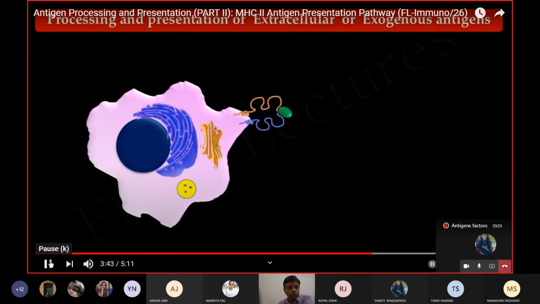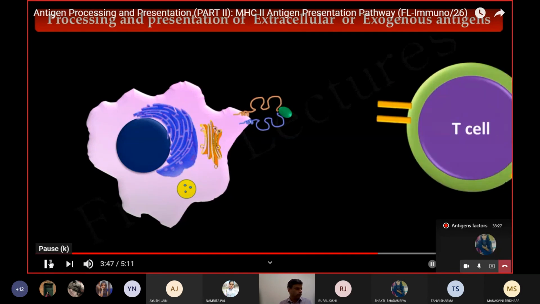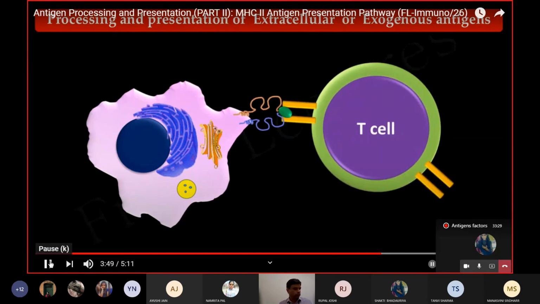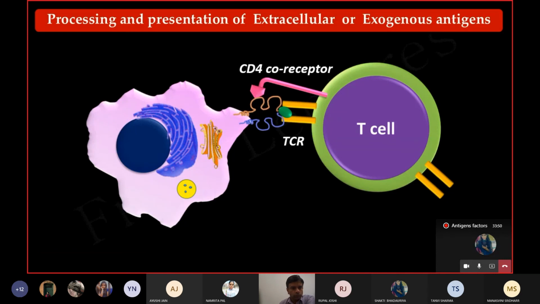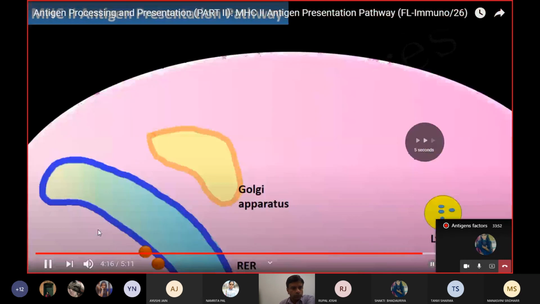Once on the cell surface, they are presented to T cells. These T cells recognize the peptide displayed by MHC2 molecule by T cell receptor. Another receptor, known as CD4 coreceptor, binds to the beta-2 domain of the MHC2 molecule. Since this pathway involves MHC class II molecules, it is also known as MHC2 pathway.